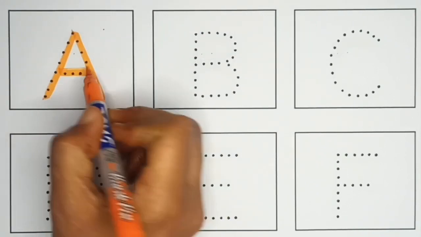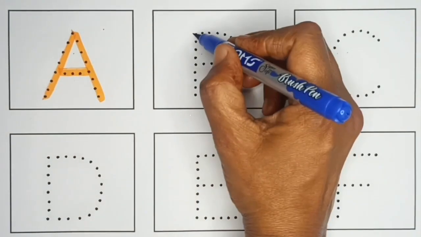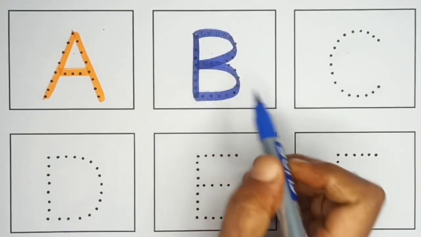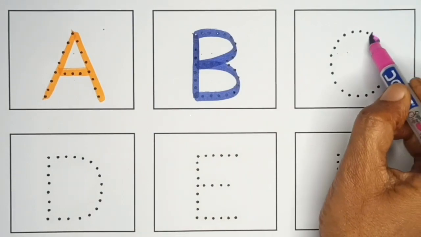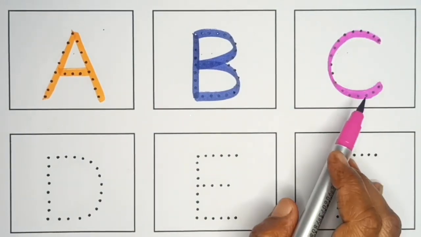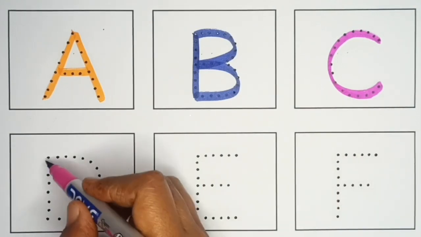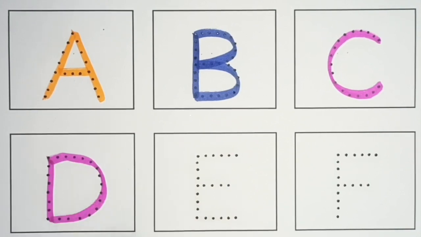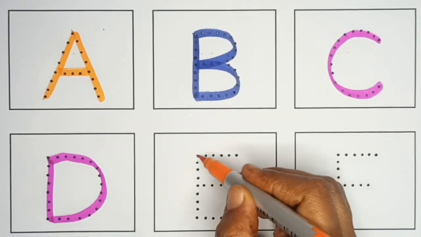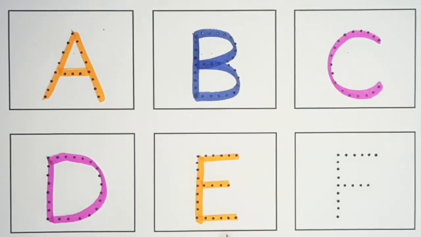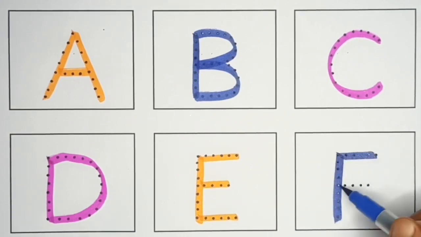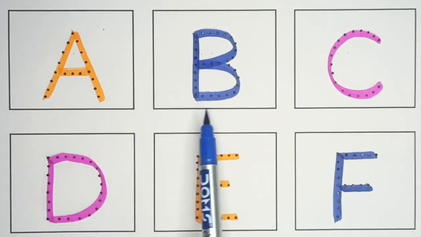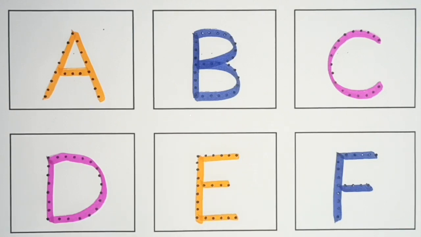A for apple, orange color. B for ball, blue color. C for cat, purple color. D for dog, purple color. E for elephant, orange color. F for fish, blue color. A, B, C, D, E, F. Thank you.